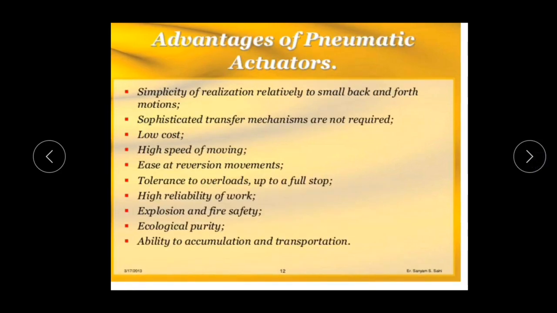Now coming to the advantages of pneumatic actuators. Simplicity of realization relative to small back and forth motions. Sophisticated transfer mechanisms are not required. Low cost, high speed of moving at reversion moments, tolerance to overloads up to a full stop, high reliability of work, explosion and fire safety, ecological purity, ability to accumulate and transport.